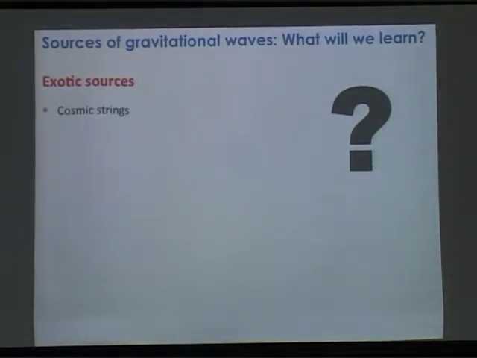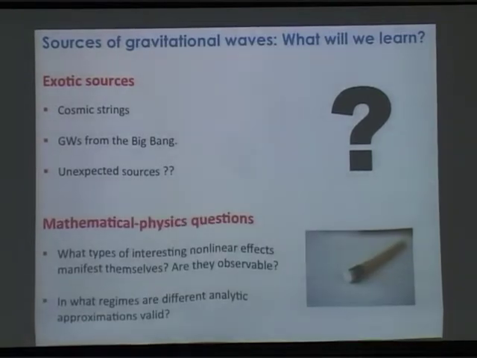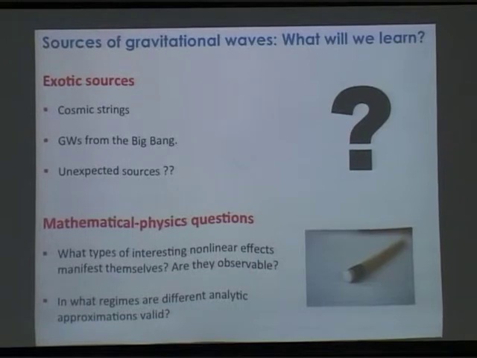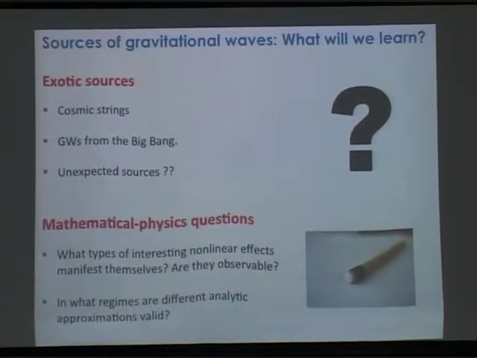There are also various exotic sources that we might expect to see, but we really don't know how likely they are. Cosmic strings, gravitational waves from the Big Bang, and of course unexpected sources that we haven't considered. Aside from these purely astrophysical questions, there are also interesting mathematical physics questions we might want to try to answer, like what types of interesting nonlinear effects might manifest themselves and can we observe them in the waveform, and in what regimes are the various approximation methods we use valid. I think just the observation of gravitational waves will, in addition to comparisons with full numerical simulations, also shed some light on that question.